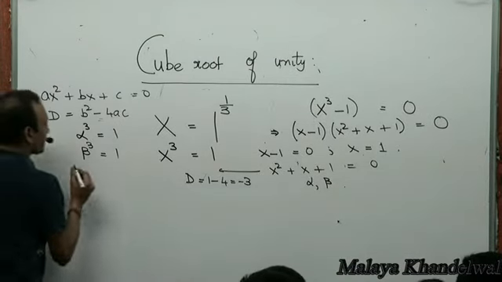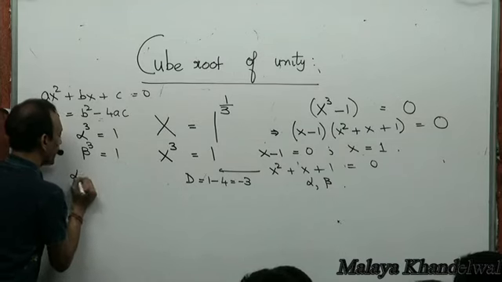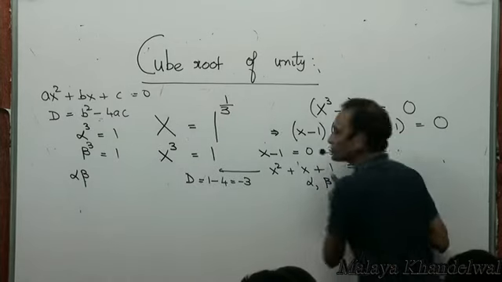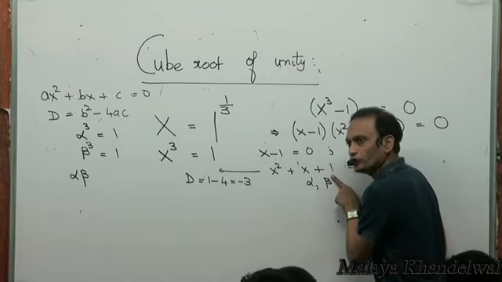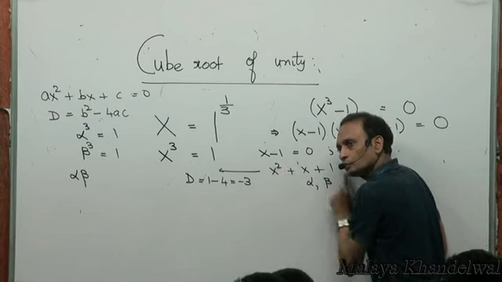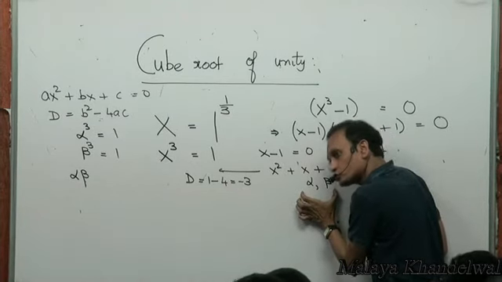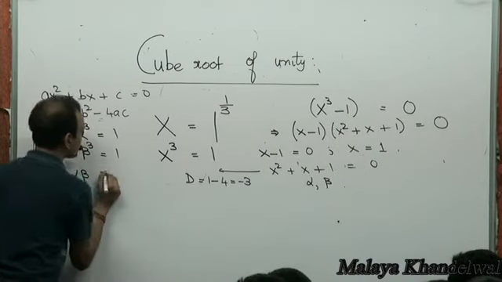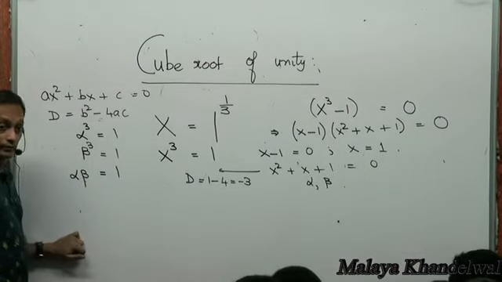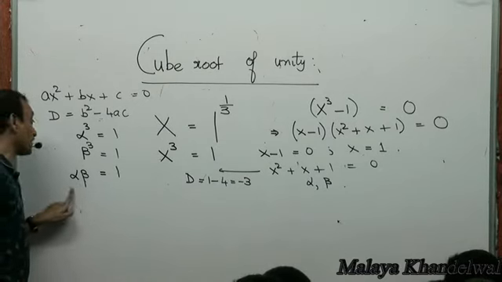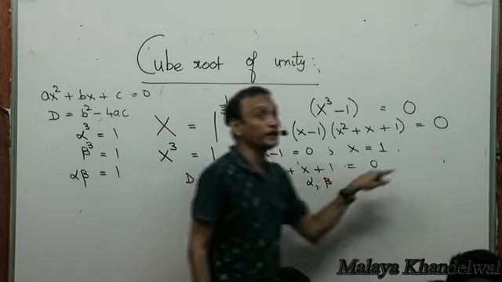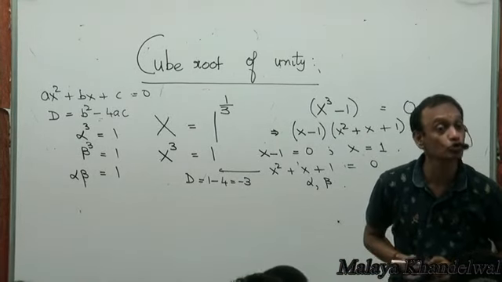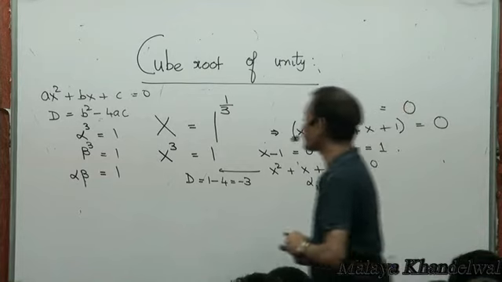Now, realize that alpha into beta, the product of the roots of a quadratic, is c by a, all of you know that, right? So 1 by 1, the product of the two complex cube roots of unity would be 1, right? Alpha beta is 1, right? Where alpha and beta are the roots of this quadratic, and they are also complex cube roots of unity.